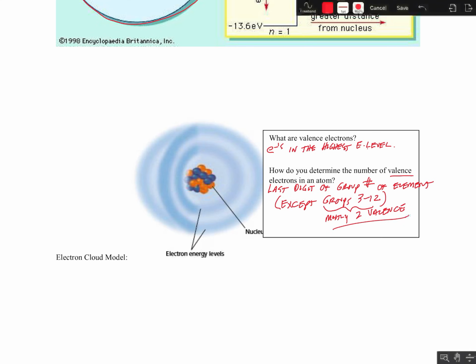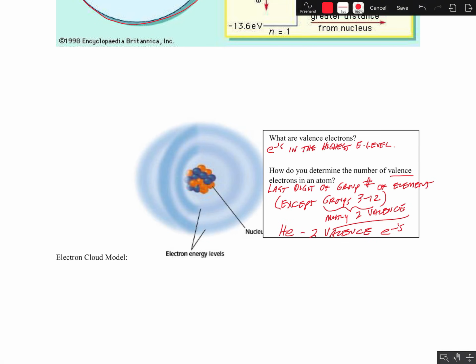of the group number. Now, of course, that won't work for helium. Helium is in group 18, so you might think it would have 8 valence electrons, but you have to remember helium only has 1 energy level, so it has 2 valence electrons.